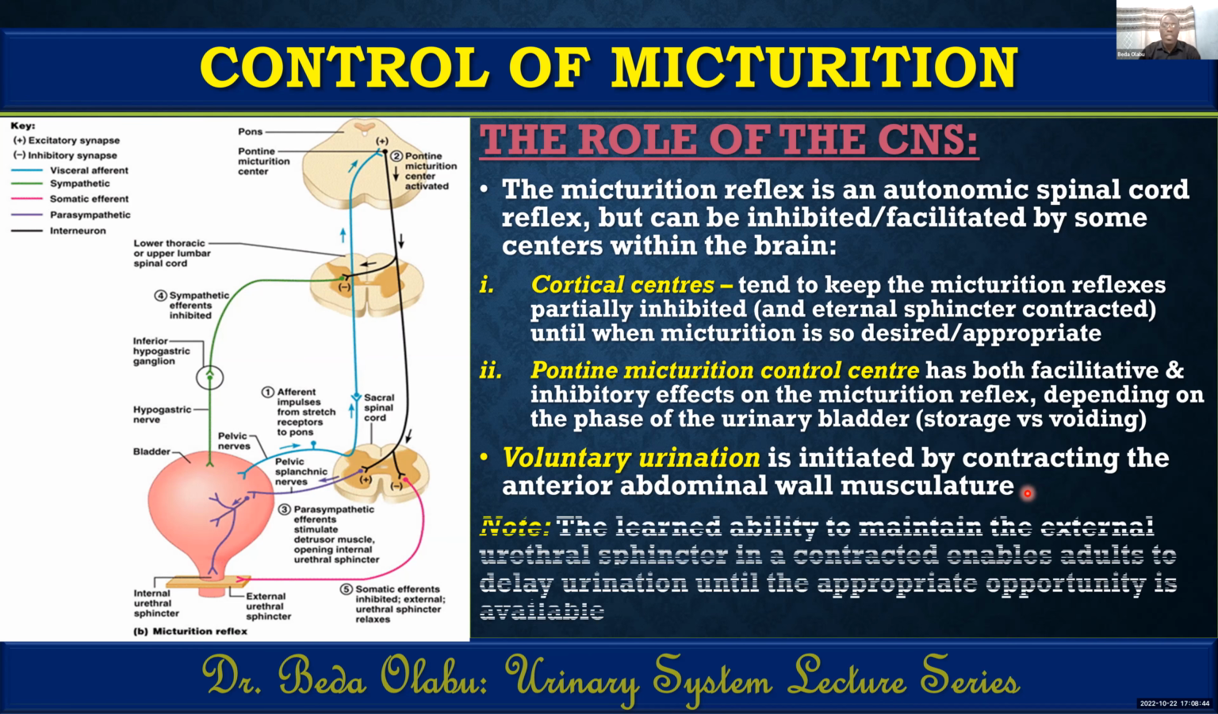However, we know that we are also able to maintain the external urethral sphincter in a contracted state for quite a while in adults. And this usually helps to delay urination until it is appropriate, until we have the appropriate opportunity for that. So it's a learned ability. We have a learned ability to contract the external urethral sphincter for some time.